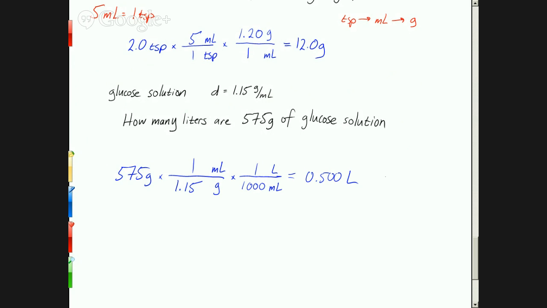Yeah, I just kept the 3 significant figures because that's what we started with, but again, not a big deal.